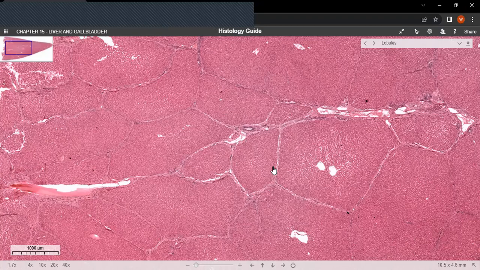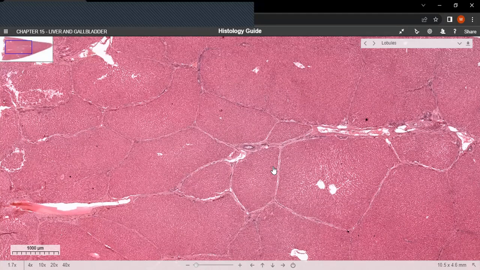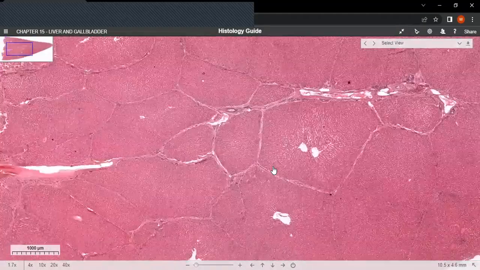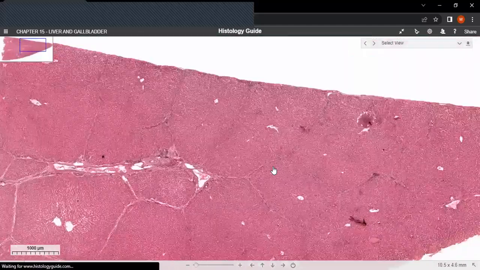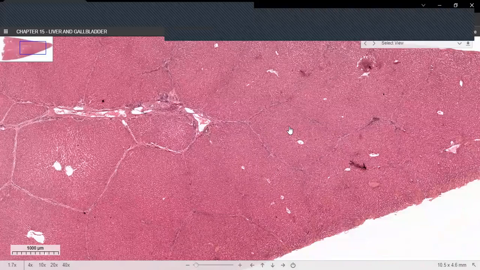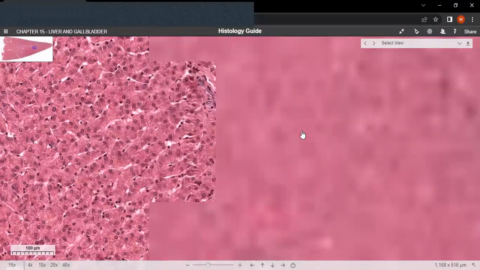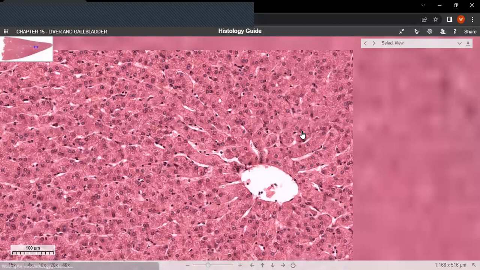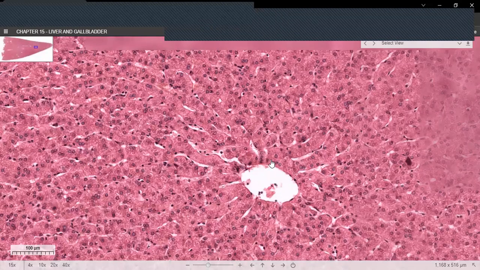In the classical lobule, you can see they are somewhat hexagonal, but not always hexagonal. Let's find a good one. Hexagonal, you can see. So let's use this one. Yeah, it's a good one. So we have a central vein at the center. Let me show you the central vein at the center. See, this is the central vein here at the center.